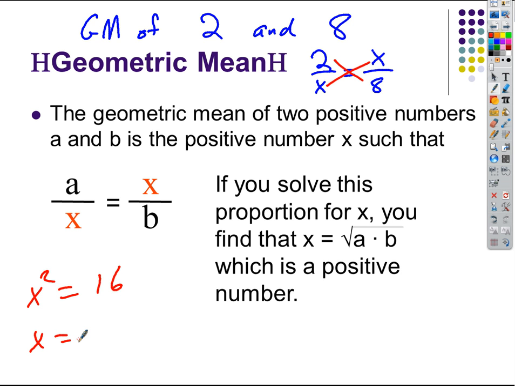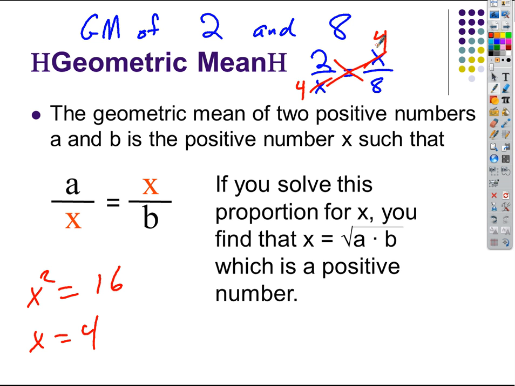Okay, it's written plus or minus 4. But which is the one that's obviously going to be in the middle of 2 and 8? 4. So x is 4. We could check it. Does that work? If I put a 4 back in this, is 2 over 4 the same ratio as 4 over 8? Yeah, it is, right? Okay, so that's what it means when we refer to a geometric mean.